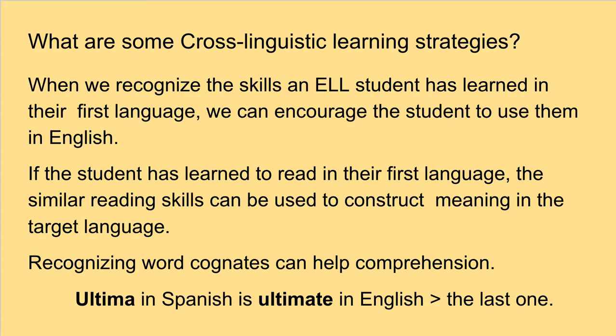For example, also, recognizing word cognates can help comprehension. In Spanish, última means last, and it's similar to the word ultimate in English, which means the last one. So this is a really good cross-linguistic learning strategy when they can recognize cognates. The teacher can encourage the student to look for context clues in reading or speech, just as they would in their native language. They can make connections, make predictions, summarize, or infer, for example, if they've learned it before.